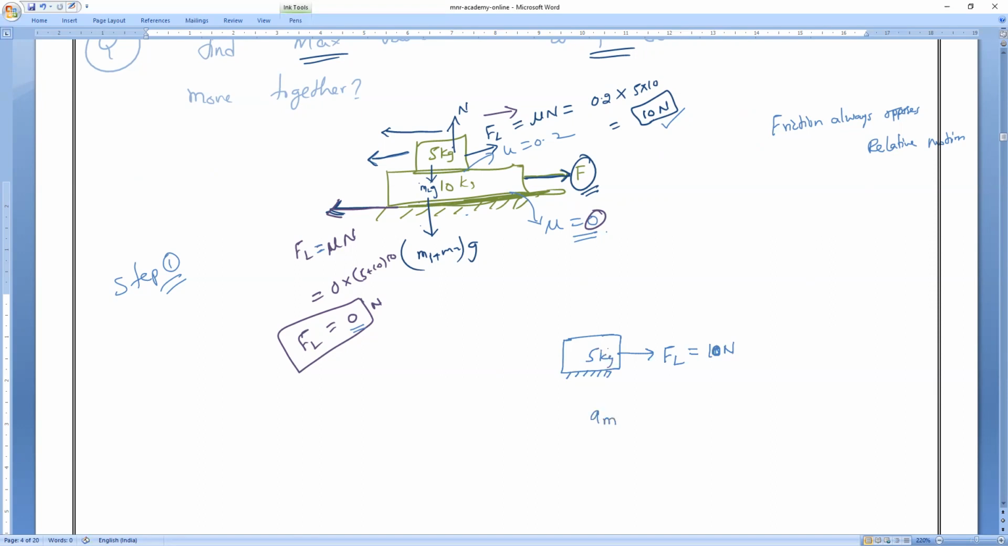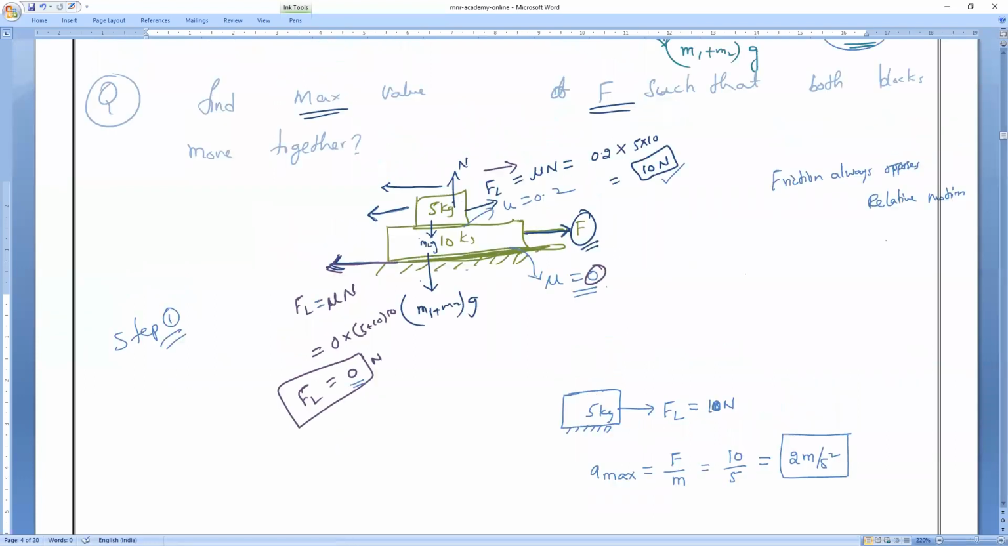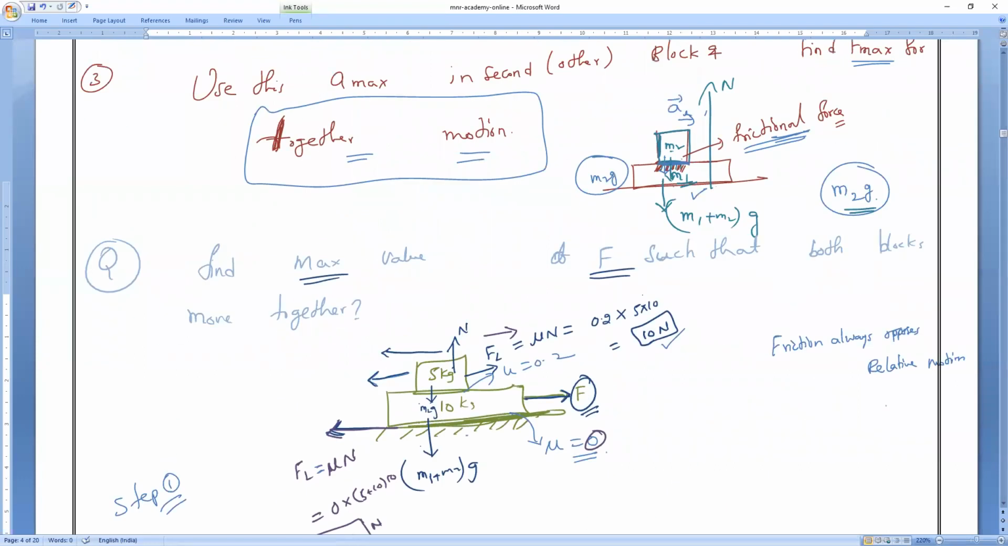Then what do we have to find? The maximum acceleration. So acceleration is equal to F by M, which is equal to 10 divided by 5. What is the acceleration of the body? 2 meter per second square. Which acceleration, first body or second body? The second body's acceleration. So acceleration is equal to 2 meter per second square.